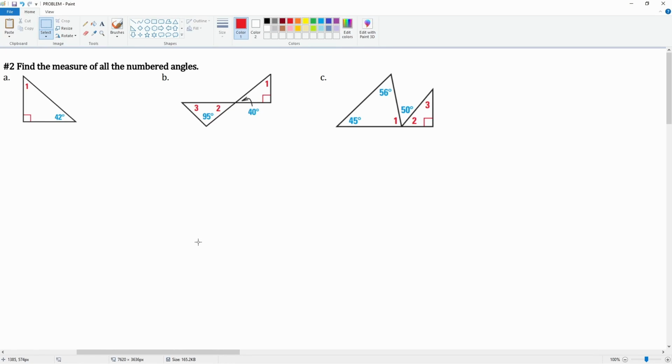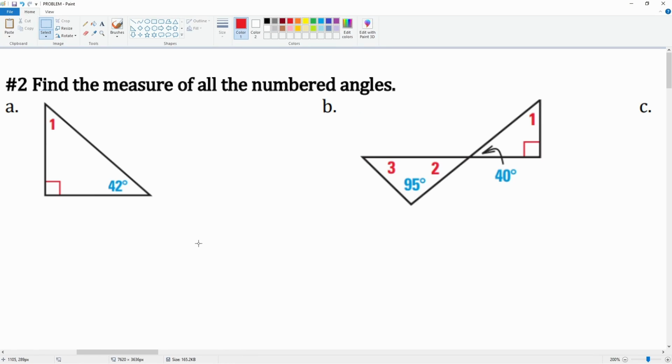Section 4, number 2, you're going to find the measure of all the numbered angles. So if we take a look at A here, you see that there is a 90-degree triangle right here. And this allows us to set up an equation to solve for this angle 1 here. So the angle 1 plus the 90 degrees, plus the 42 here is going to be equal to 180. This now allows us to solve the variables.